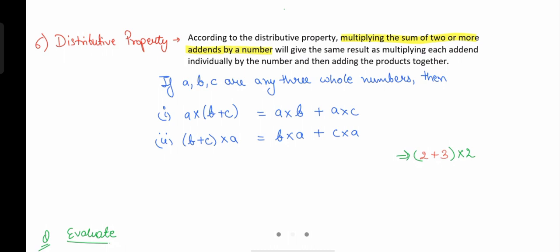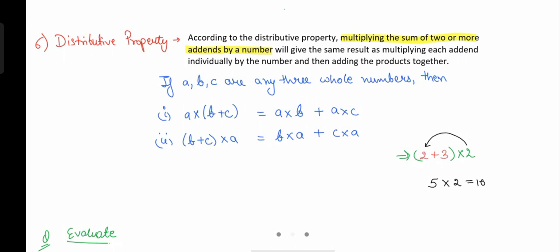So if you go with the BODMAS rule, in that case you will simply add up 2 and 3 first. That will come out to be 5. And then you will multiply this 5 with 2, so you will get 10. This was according to the BODMAS rule. Now the distributive property says that you can also solve the same question by multiplying the individual addends by the number.